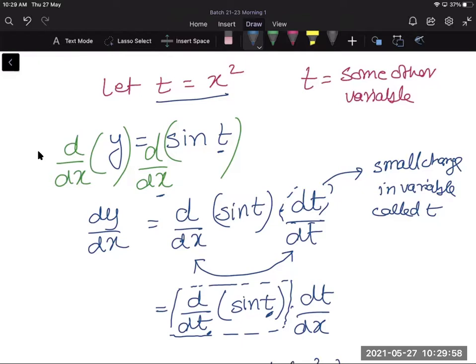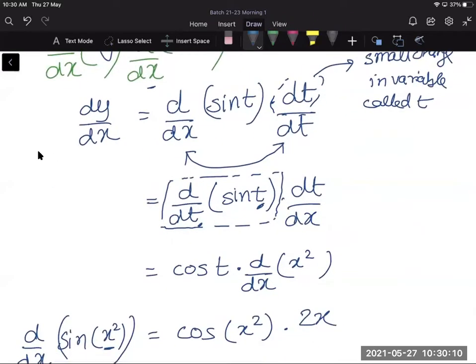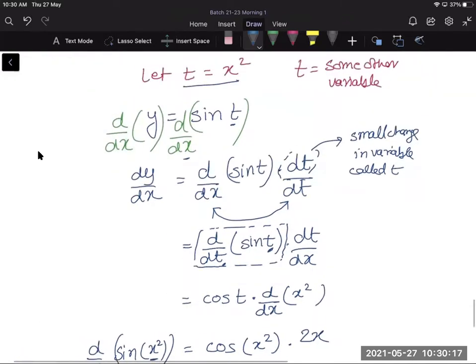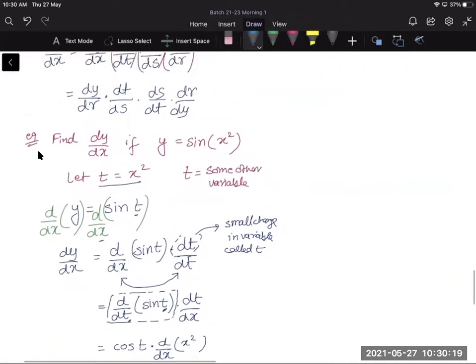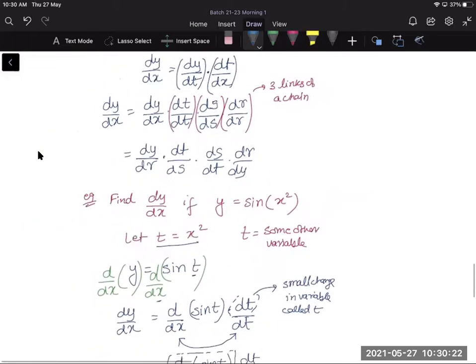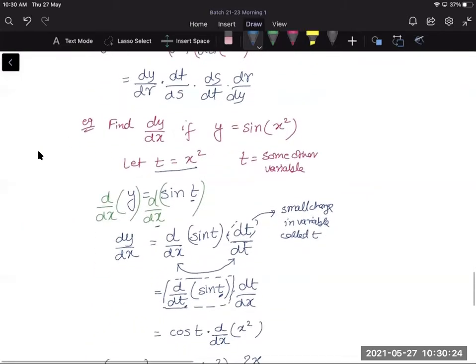dy by dx means d by dx of y. So dt by dx means d by dx of t, and so on. Then after that I put in the value of t. That's it. End of. So don't worry about this. I will start with chain rule again in the next class. So it doesn't make any difference if we use the first way and the second way, right? We can use any of them.